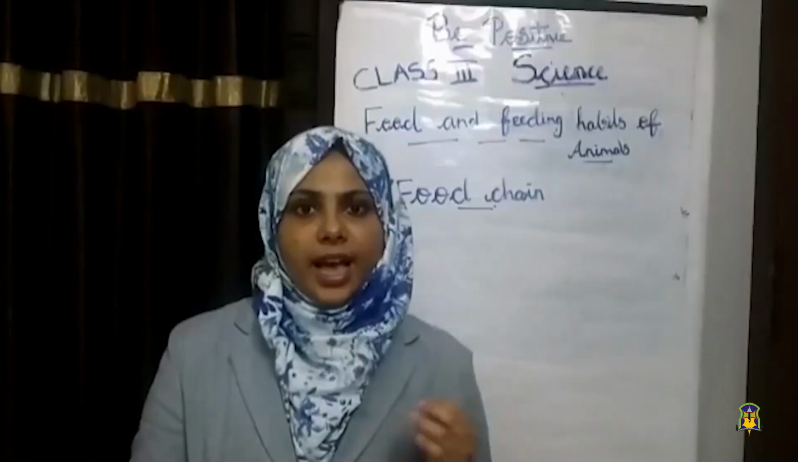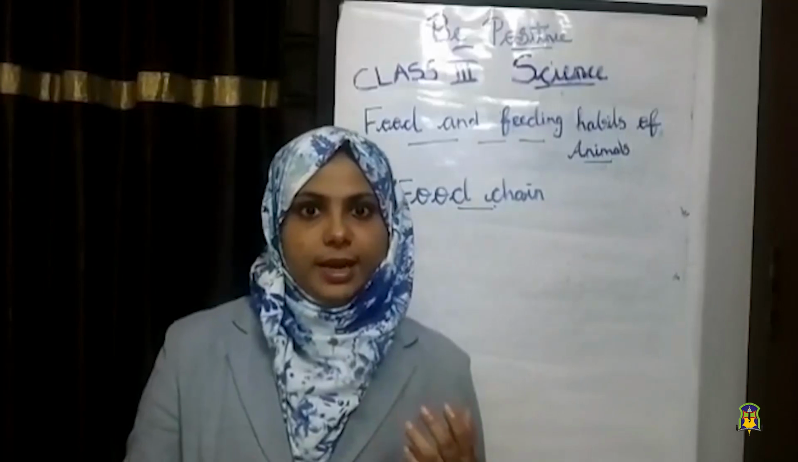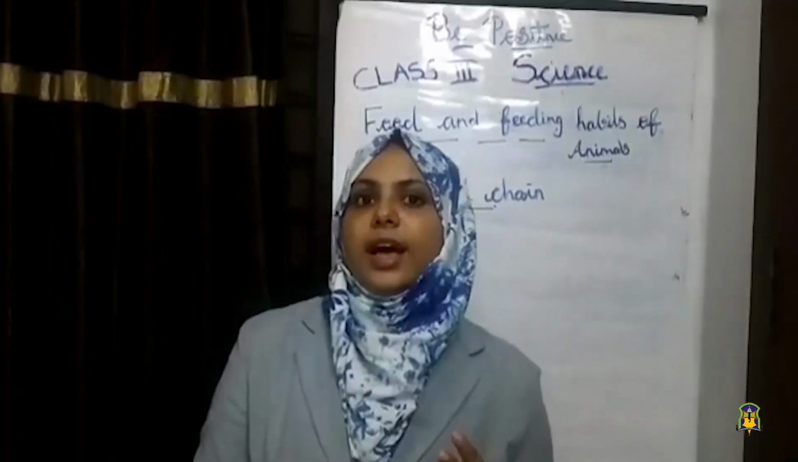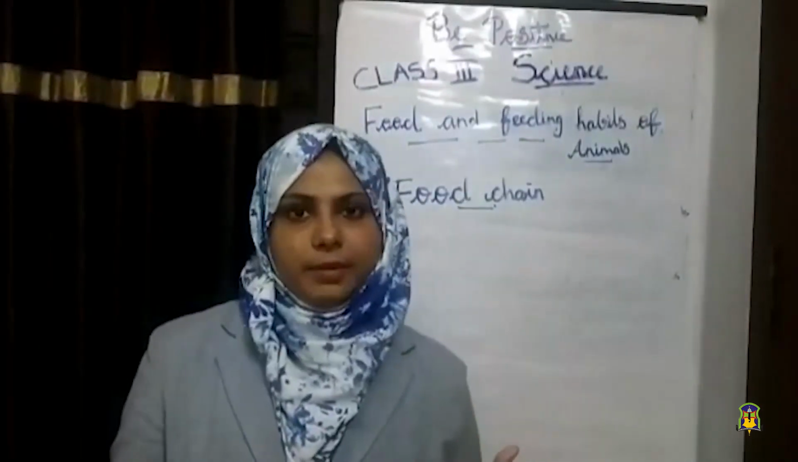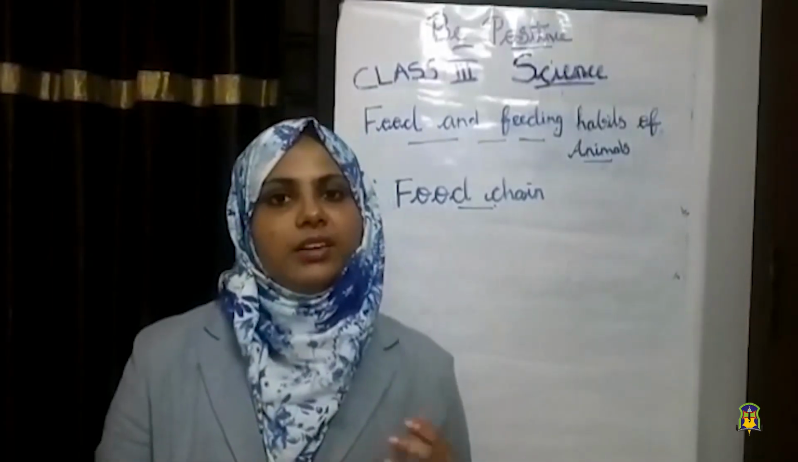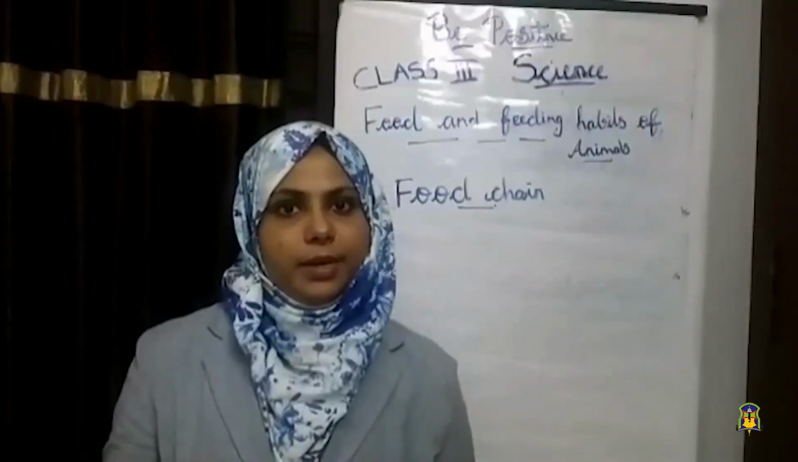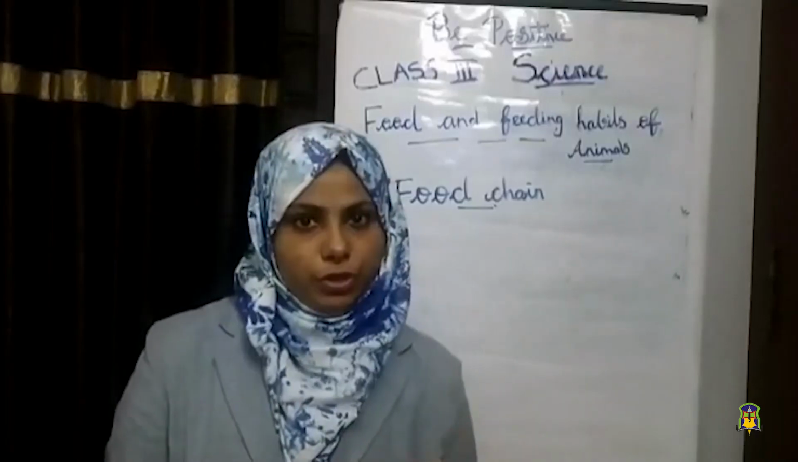The third one is animals that tear and chew the flesh. Example, lion, tiger. The fourth one is animals that chew and eat grass. Yes. Example, herbivores, that means cow, goat, etc. And the fifth one is animals that take in liquid food. Example, butterflies, bees, etc. Then we discuss food chain.